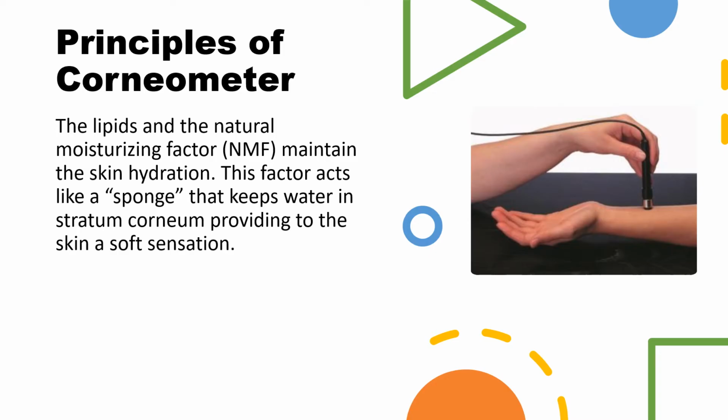Now the lipids, as I've told, and the natural moisturizing factor maintain the skin hydration. You can see this is the probe which measures the readings on your monitor. This probe is applied to a particular skin part, and after 1 minute it gives you the reading. Suppose the reading comes 130, 140, depending on the type of equipment. There are various types of equipment and designs of the corneometer, but they work on the same principle: they are measuring the differences in the dielectric constant, the conductance, and the impedance of the electric current.